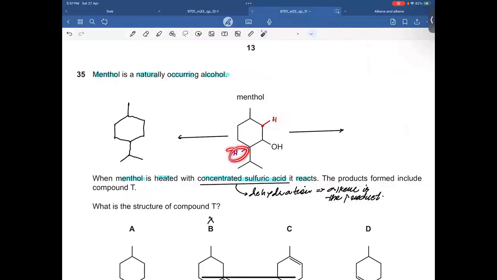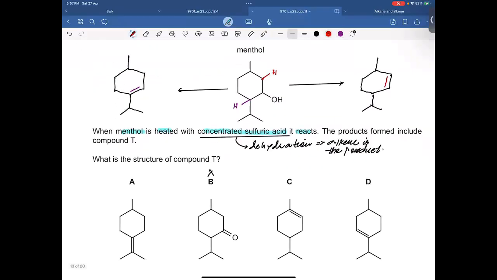So if I remove this hydrogen and this OH, obviously a pi bond is going to form between these two carbon atoms like this. If I remove this hydrogen and this OH, obviously a pi bond is going to form here in the cyclic ring. All right. In both the products, the double bond is present in the ring, not outside the ring. All right. Which means option A is also incorrect.